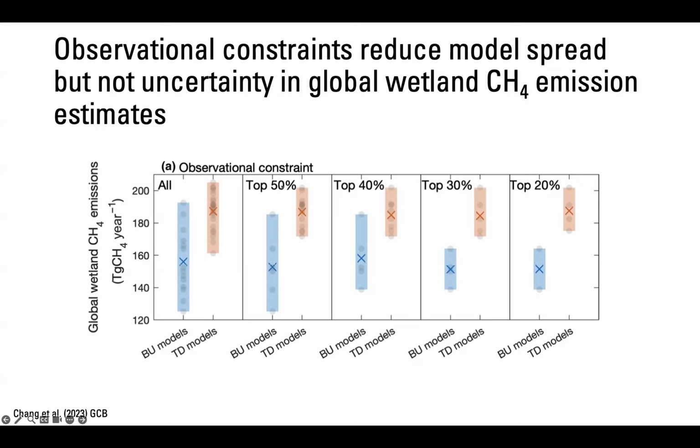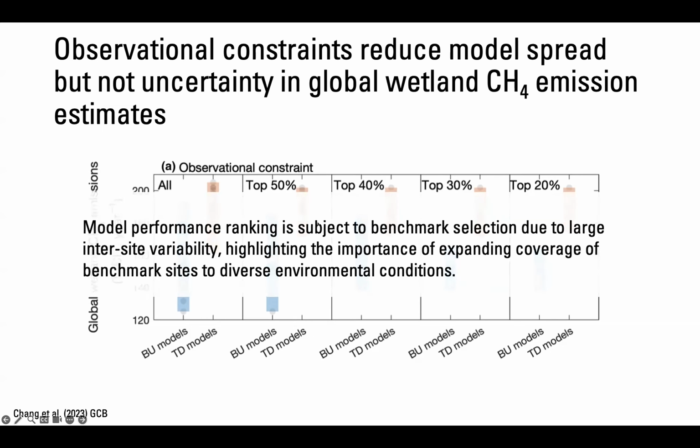If we start selecting some of the best performing models, we can see that even though we might reduce the spread in the observations between top-down and bottom-up, we still see a large discrepancy between bottom-up models of methane and top-down models of methane. And so this suggests that our model performance ranking is really subject to benchmark selection, highlighting the importance of expanded coverage of benchmarking sites across a wide range of different environmental conditions. So again, we can see the value of including additional sites in the network.